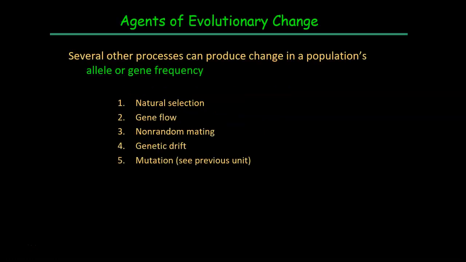Okay, welcome back. Natural selection is just one of several processes that can produce change in a population over time. There are other processes that can affect allele or gene frequency, meaning there are other processes that can lead to microevolution. And there are five of them. Natural selection is one of those five. We're gonna take a look at each of these.